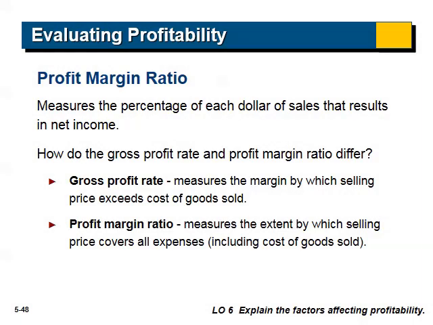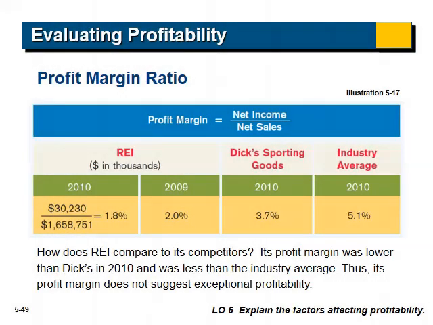However, if you look at the bottom line number, which is the profit margin, it's different than the gross profit rate. The gross profit rate measures the margin by which the selling price exceeds the cost of goods sold. But the profit margin measures the extent to which the selling price covers all expenses, including cost of goods sold. So instead of gross profit over sales, it's net income over sales.